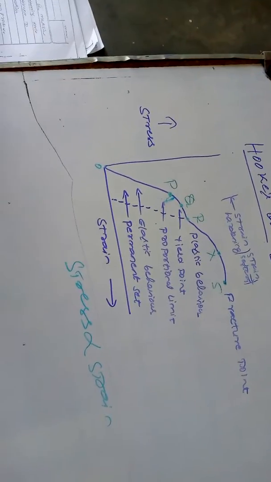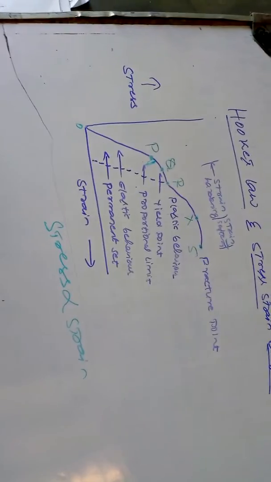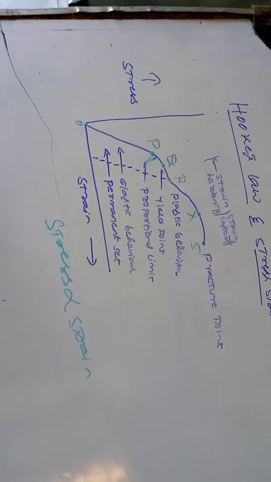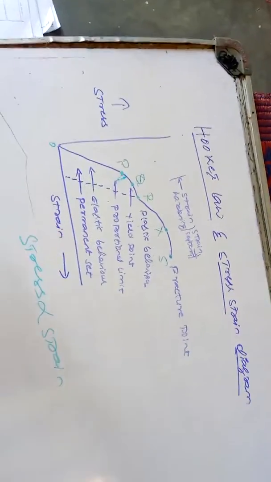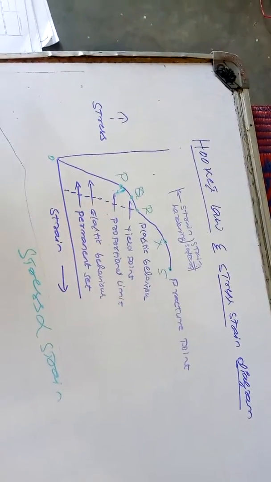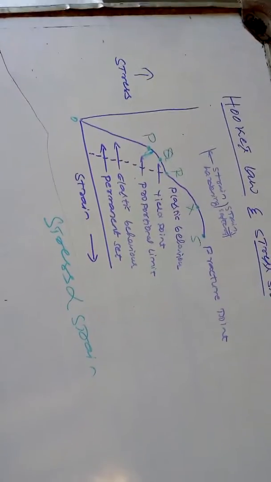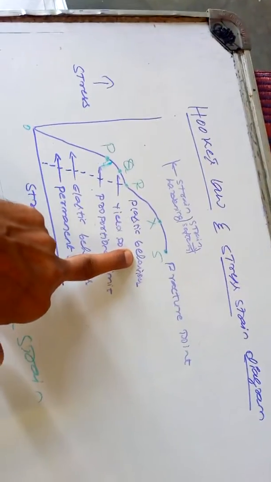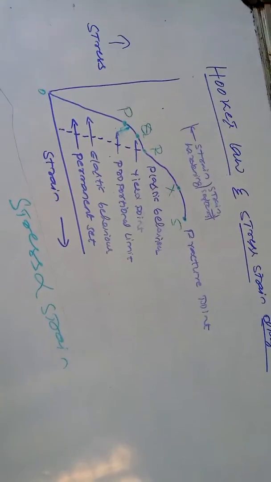At the points between Q and S, the body fails to regain its original length after the force is applied. That is called perfectly plastic. There are two types of behavior: one is perfectly elastic, another is perfectly plastic. Already we have defined the elastic nature; here it exhibits plastic nature. When the body won't come back to its normal shape after the deforming force, that is called plastic behavior, and that is called a permanent set.